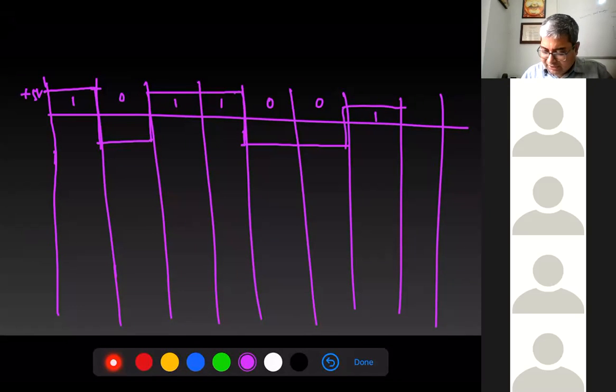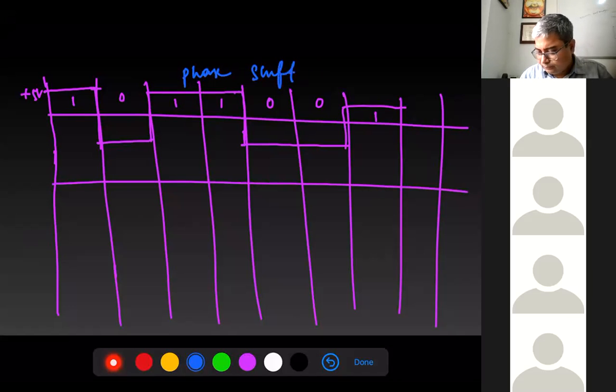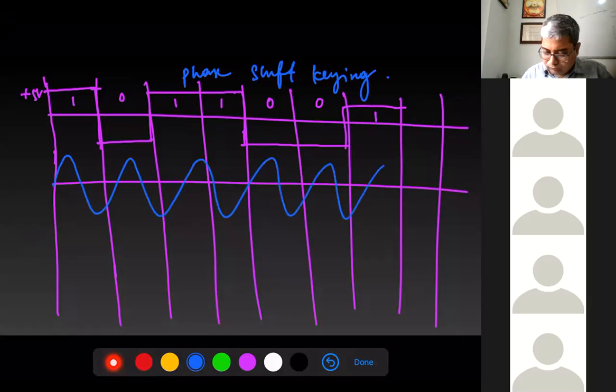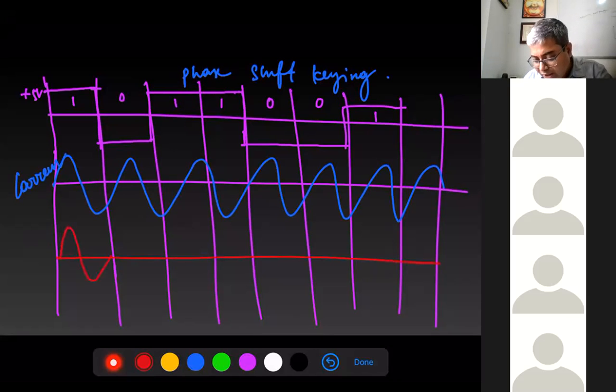Now, in this case, I will take one carrier frequency again. So this is phase shifting. This is my carrier signal. Now in case of phase shifting, whenever 1 is coming, I will take the actual signal, and whenever 0 is coming, I will take 180 degree out of phase of that particular signal.